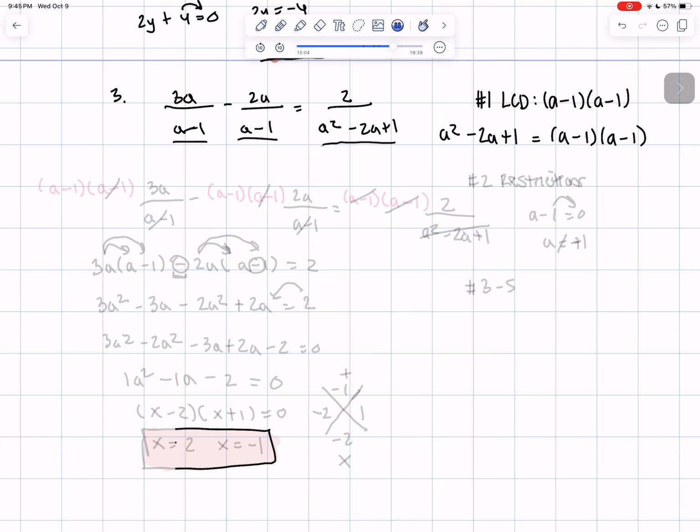The next thing we're going to do is find a restriction. Since they're both a minus 1, I'm just going to do one of them because they're both the same. So it's going to be a minus 1 equals 0, and a equals 1. So it means a can't equal 1. Sorry, +1, it's already -1. Then the next step we need to do is multiply our LCD by the original.